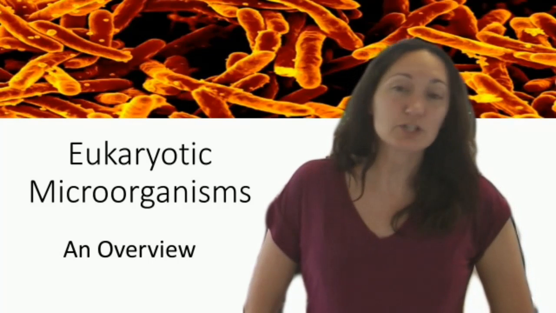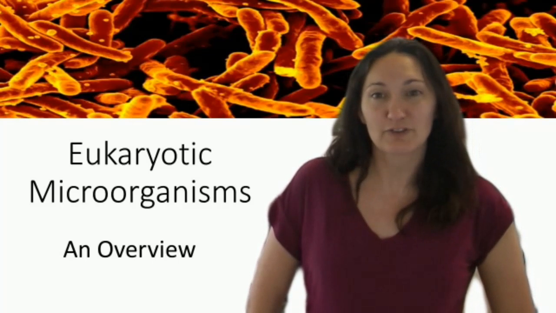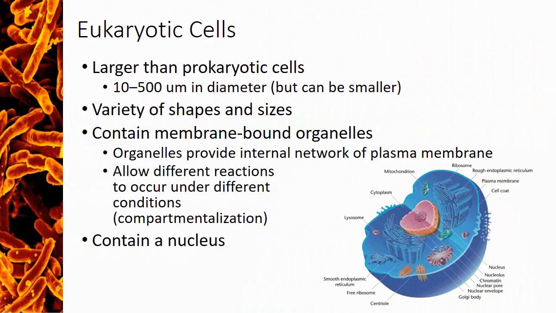In this video, we're just going to go through a general overview of what a eukaryotic cell is as a bit of a refresher. Okay, let's get started. Remember, eukaryotic cells are typically the largest of the microorganisms, ranging from 10 to 500 micrometers in diameter. And unlike bacteria, which could be classified into a handful of distinct shapes, eukaryotic microbes come in a wide variety of shapes and sizes depending on the classification and species of the organism.